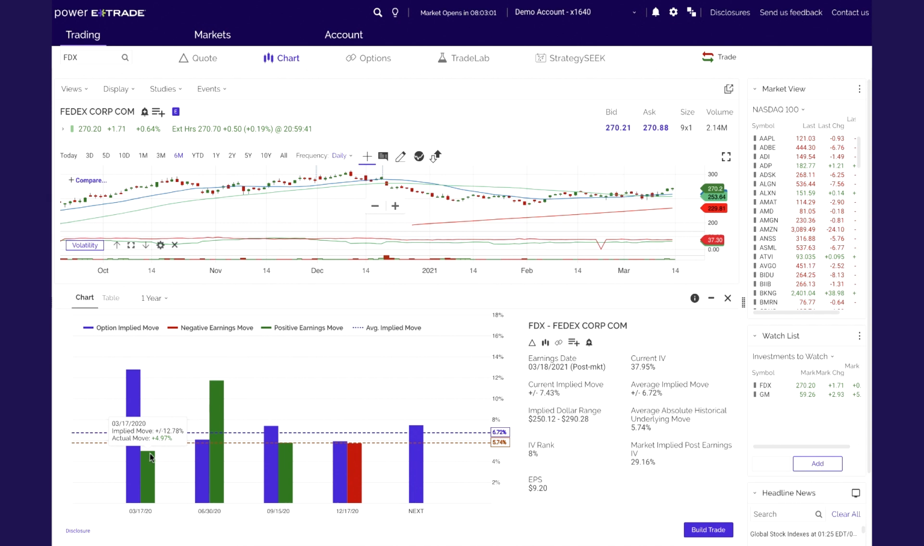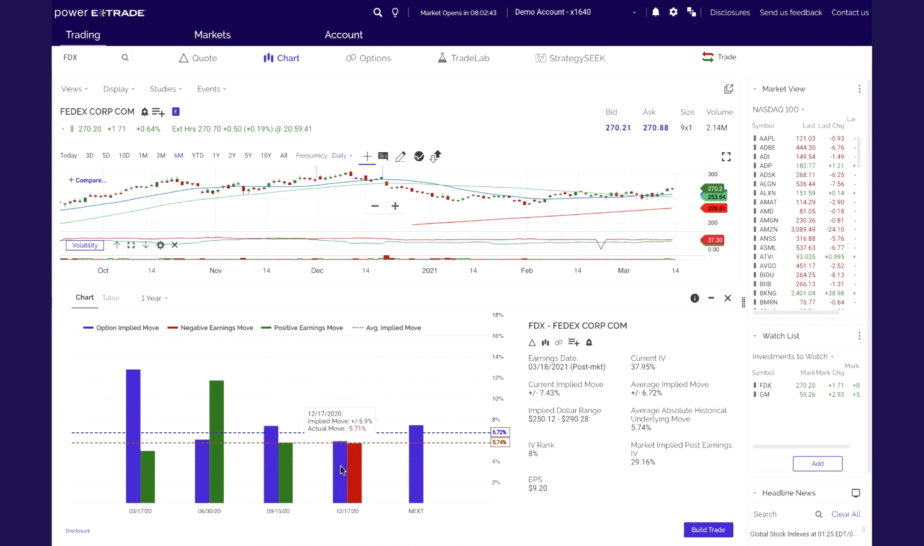So people that were buying calls or puts in this case were over-anticipating the move. If we look at the June 30th move, the implied was up or down 6%, but the actual was 11.72%. So in this case, the actual move was greater than the implied move, so the people that were buying calls or puts, in this case calls, would have benefited from it as well.